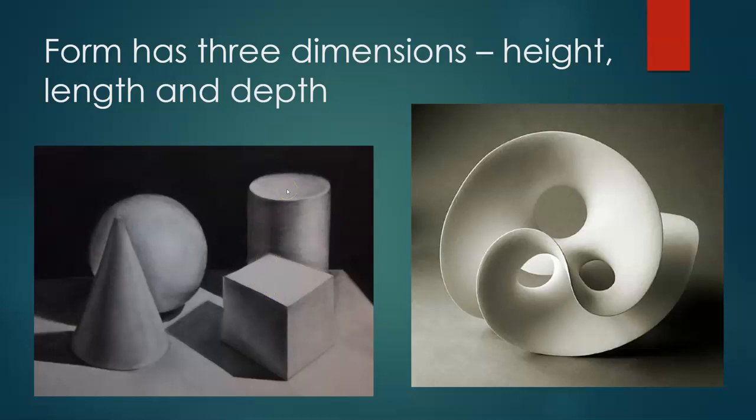Form has three dimensions. It has height, it has length, and it has depth. So form can be implied if we're talking about two-dimensional art here. This is a piece created by a high school student where they demonstrated their mastery of drawing and the use of value to create the illusion of three-dimensional forms that are overlapping in an environment. And then on the right, we have an example of a professional artist who's actually created real form that you could walk around.